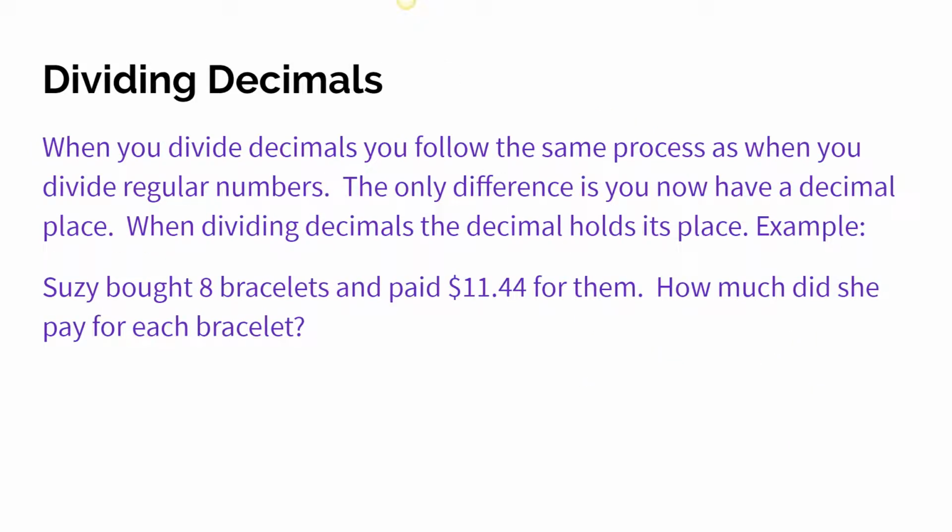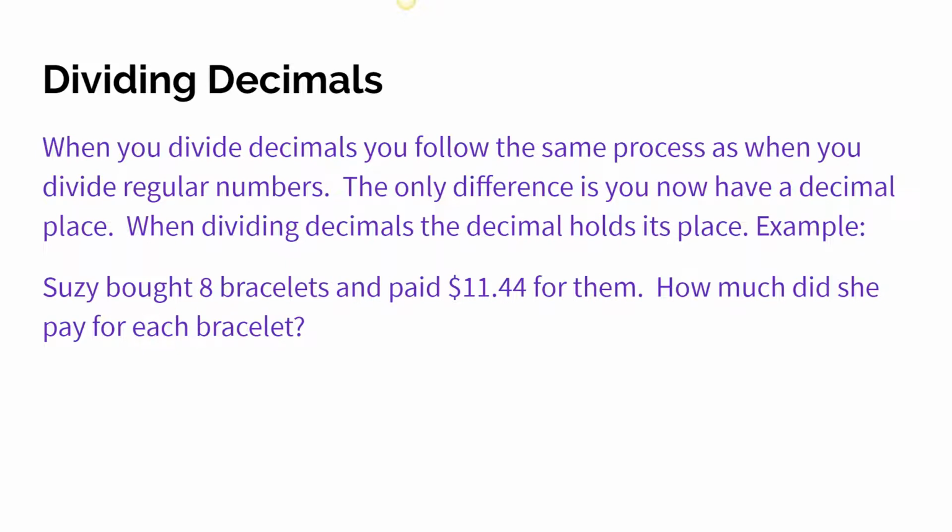So when you're dividing decimals, you follow the same process as when you're dividing without decimals. The only difference is you have a decimal place. And when you're dividing, the decimal holds its place. And so let's take a look at what that means.